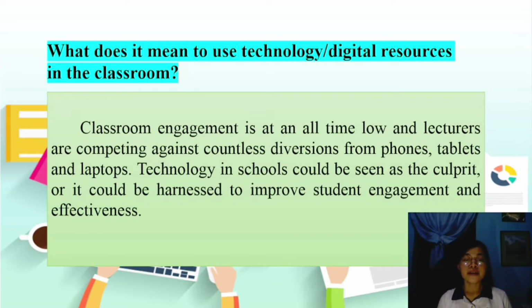Technology in schools could be seen as culprit. Ano nga ba ang culprit? Means responsible for misdeed, like technology may lead students to be less focused on their studies and so on. Or it could be harnessed. Ano nga ba ang harness? Means control. It will control the improvement of the students' engagement and effectiveness.